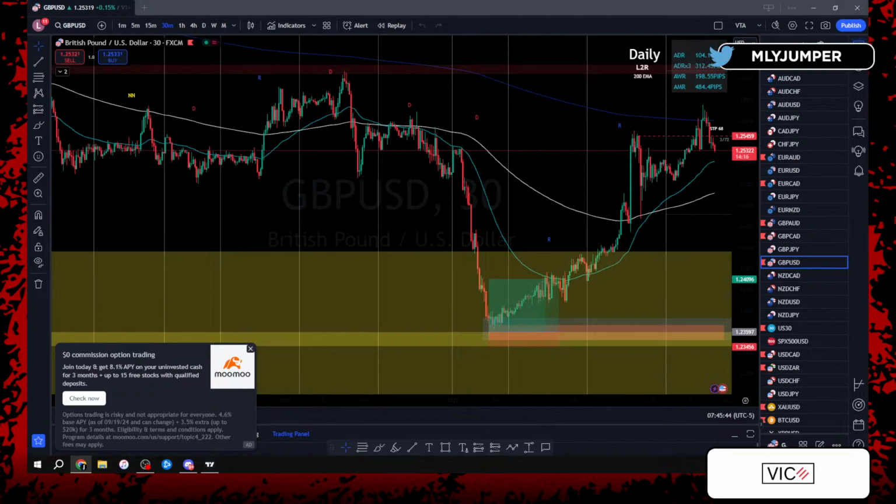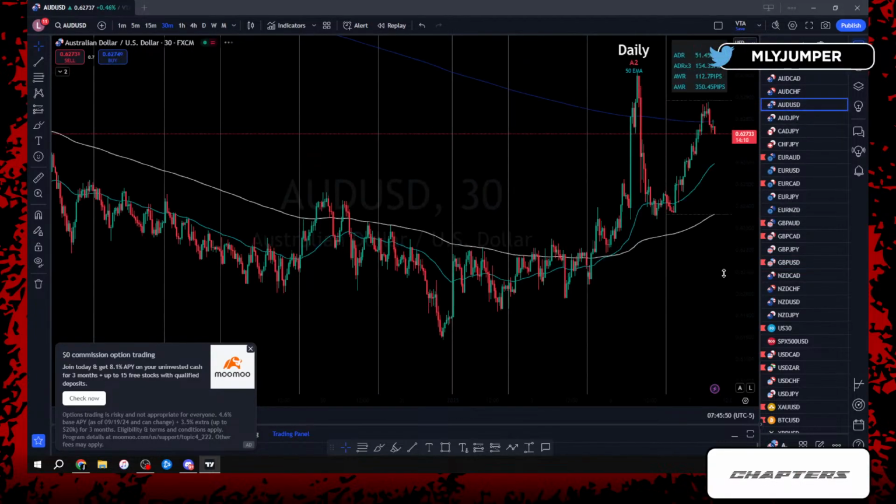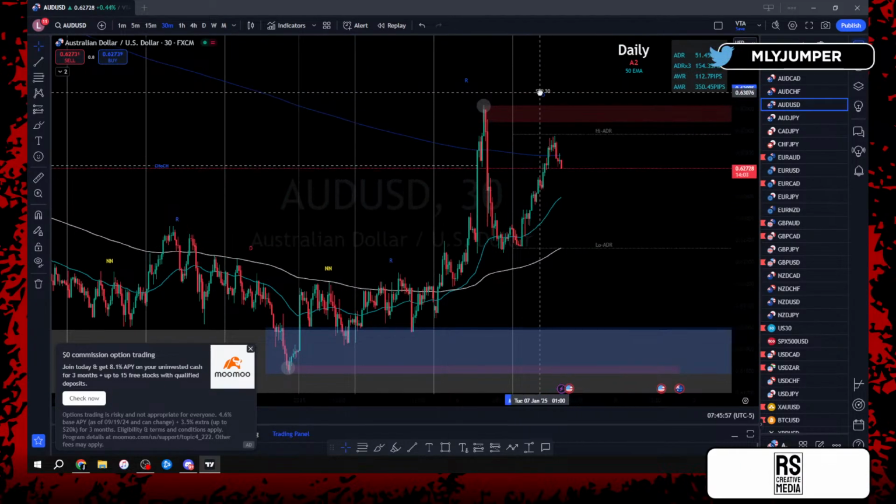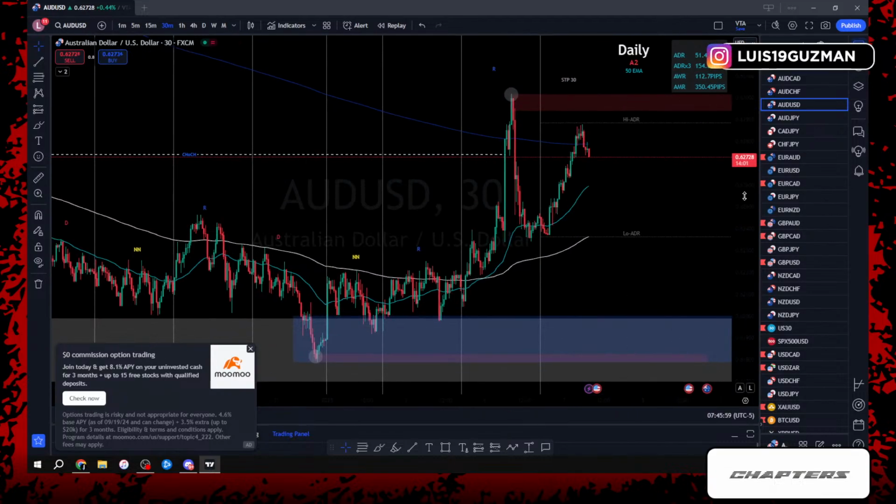What's going on, team? Welcome to today's live trading session. Just like always, let's start from the top to the bottom real quick so we can see what pairs have moved, which ones haven't, which ones gave us the move that we were looking for, which one hasn't, so we can start getting ready to start looking to take trades.